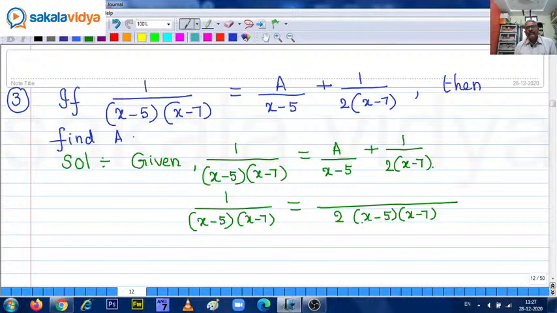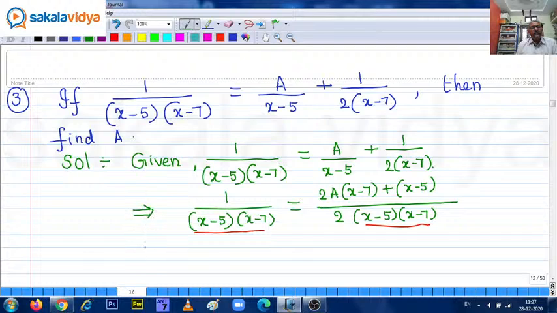So 2 times x minus 5, x minus 7 divided by x minus 5. X minus 5, x minus 5 cancel. We have 2a times x minus 7 plus 2 times x minus 7, 2 times x minus 7 cancel. We have x minus 5. Basically, this and this will be cancelled. We have 2. So the remaining part is: 1 equals to 2a times x minus 7 plus x minus 5 upon 2.